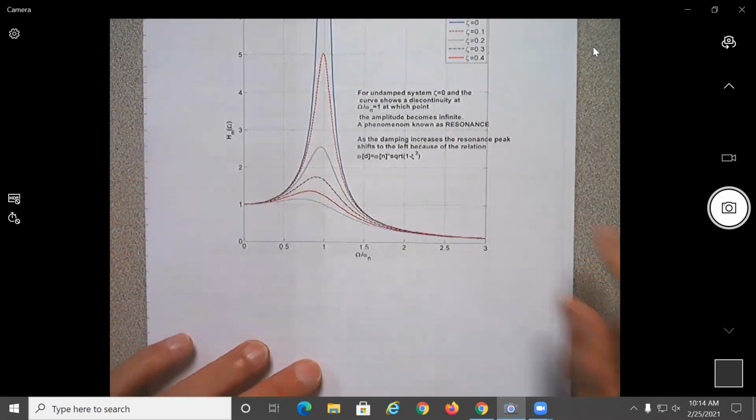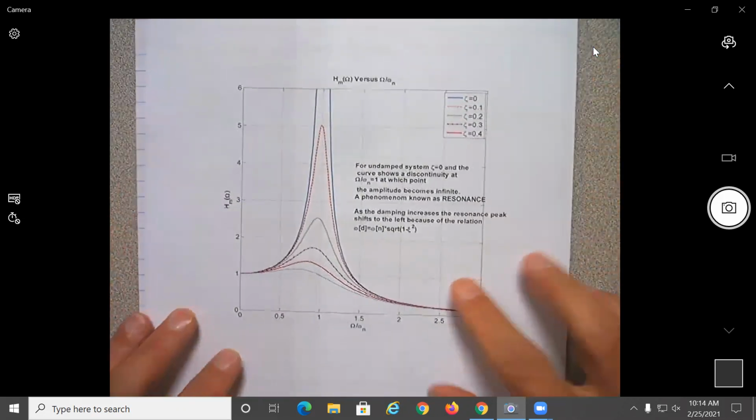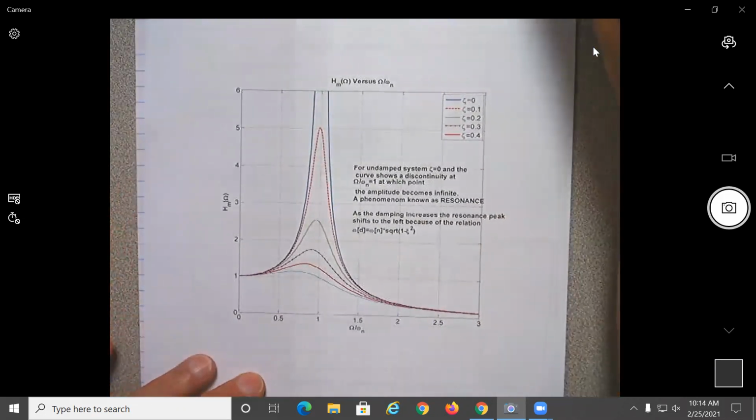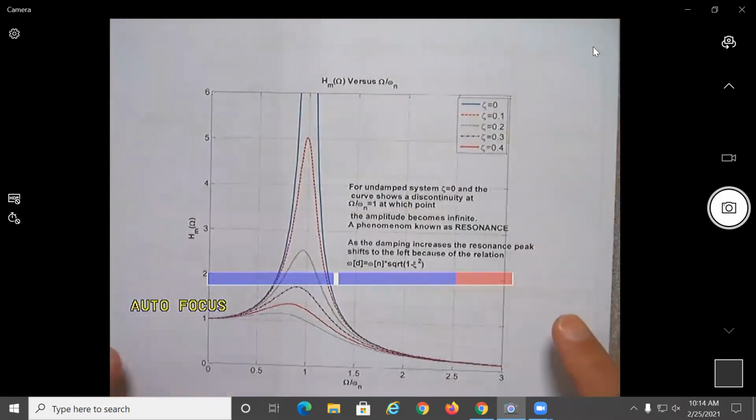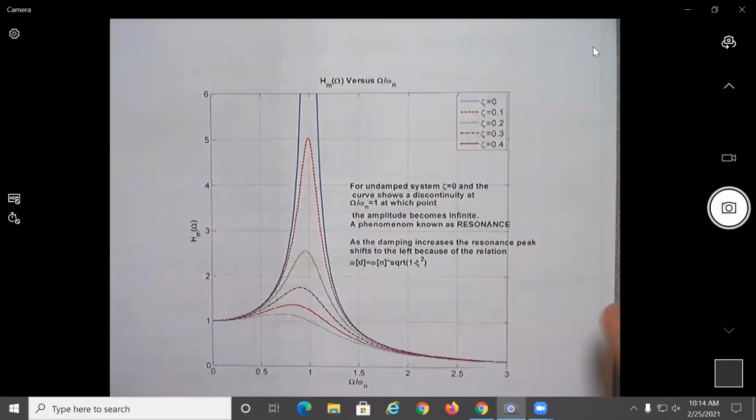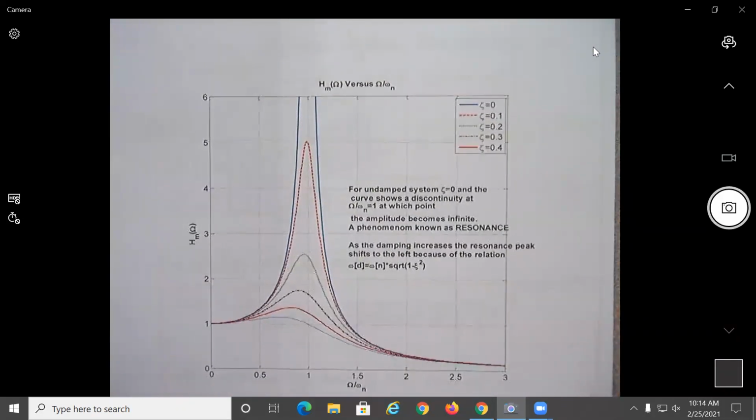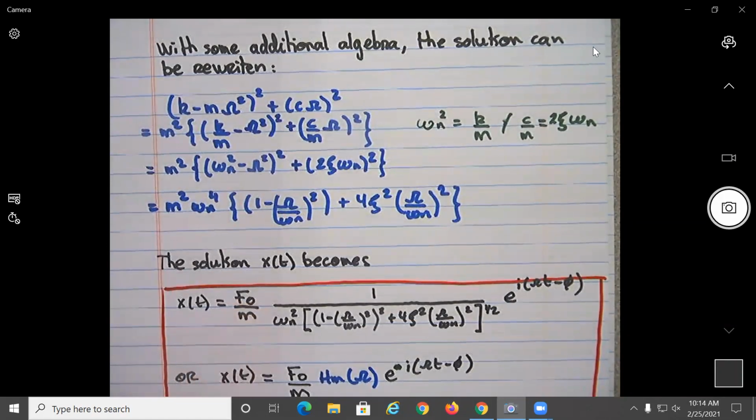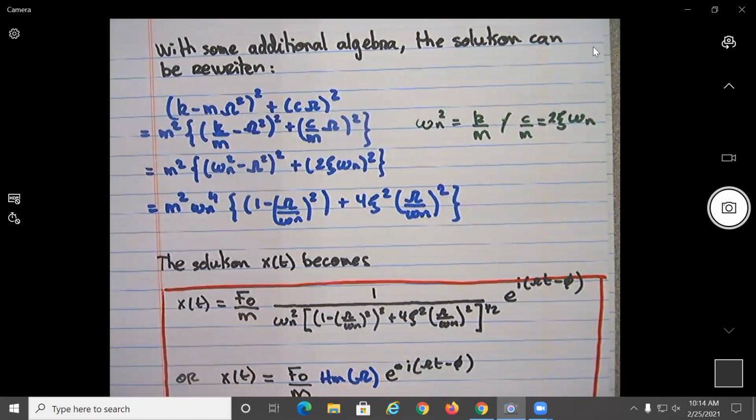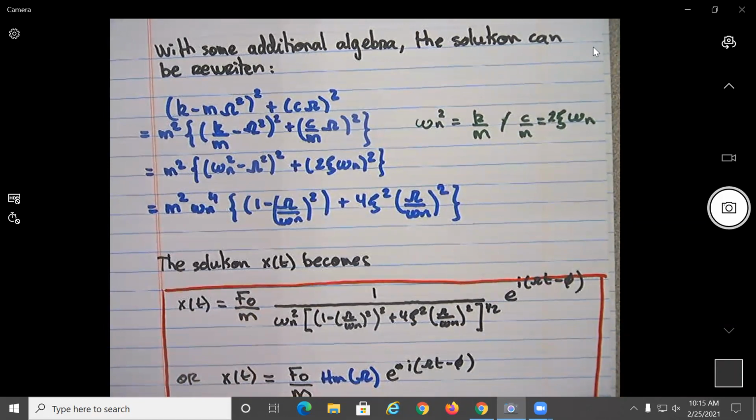Okay, this is the important part, so this is very important here. If we haven't studied it before, we kind of looked at the figure very quickly last time. Now the response x of t, f sub o over m will be a constant, no? So the amplitude will depend mostly on this term. This is in function of omega over omega n, so this will be your variable.